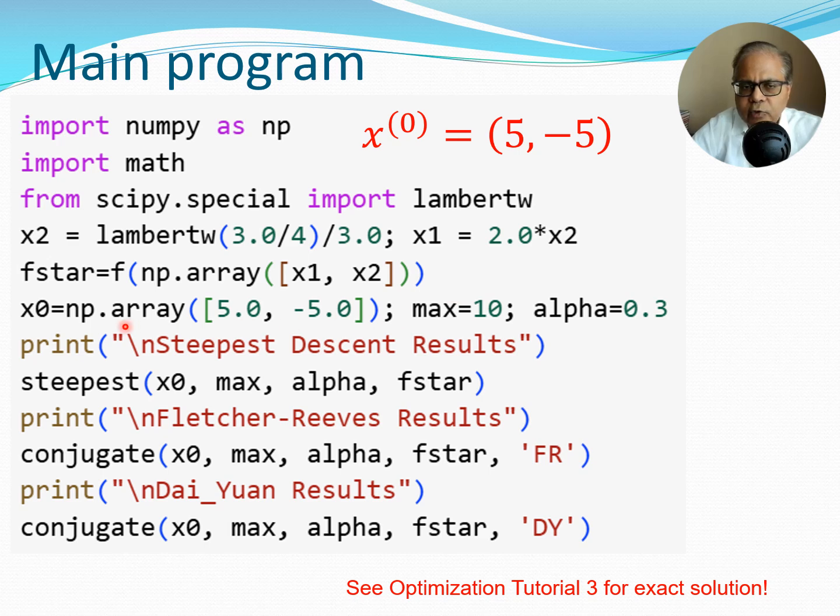Now the next thing I do is I define the starting point, that is 5, minus 5. I set a max value of 10. So I'm going to use a for loop of size 10, and I'm fixing alpha at 0.3 here. That's the learning rate, or the one-dimensional search, which is actually a fixed number here. We are not going to call any one-dimensional search here. We can think of this alpha now as a learning rate. Now I call the function steepest, and I then call the function conjugate with the Fletcher-Reeves method and the Dai-Yuan method. And in these functions I am passing in x0, max, alpha, and also the value of f star, which is the function value at the optimal point.